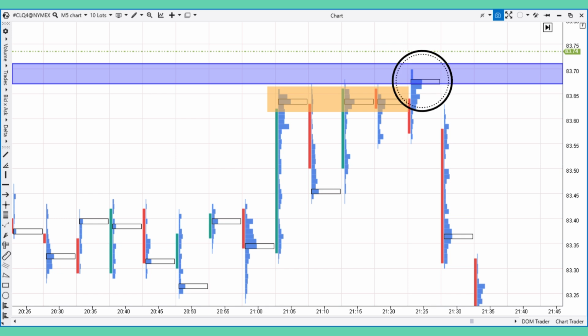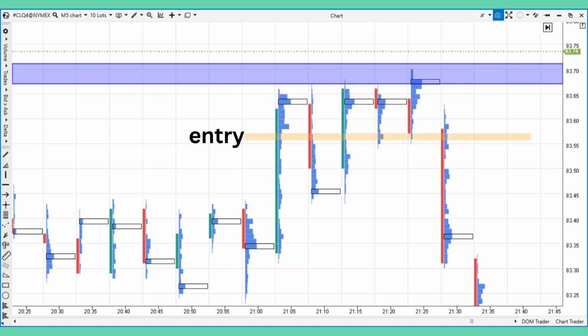We have a large volume coming through and the point of control is in the zone that we drew and we close lower. We could have then entered a trade with our stop above the point of control. This is a more conservative entry.